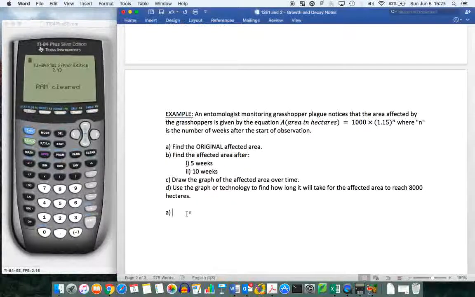The original affected area is going to be when it's been 0 weeks. So basically you're finding the area when n is equal to 0. And we have said previously that anything to the power of 0 is equal to 1.